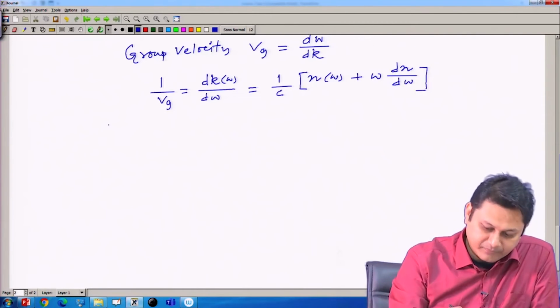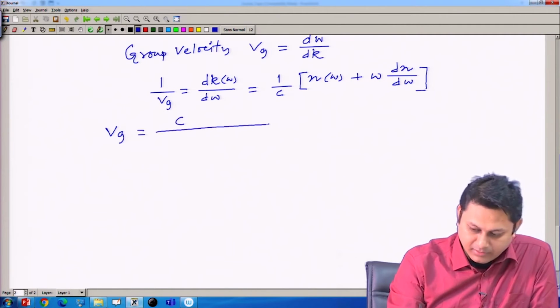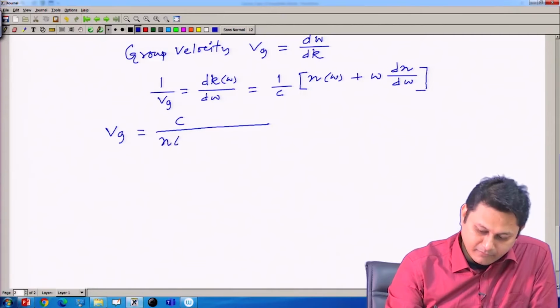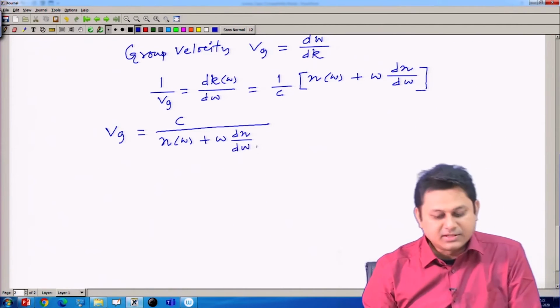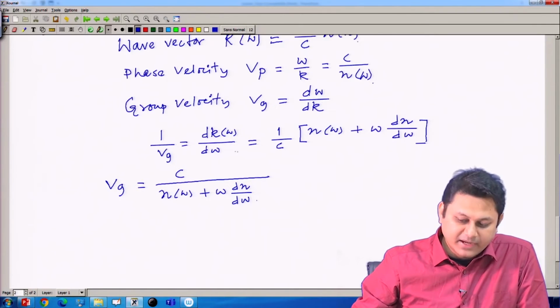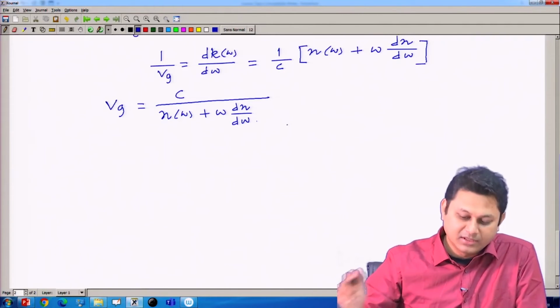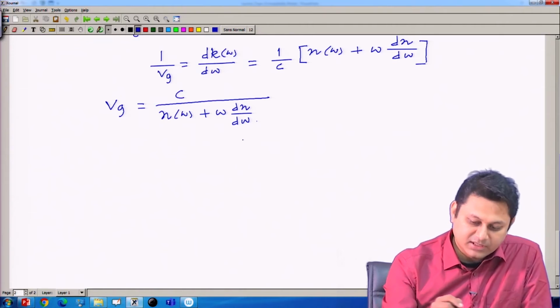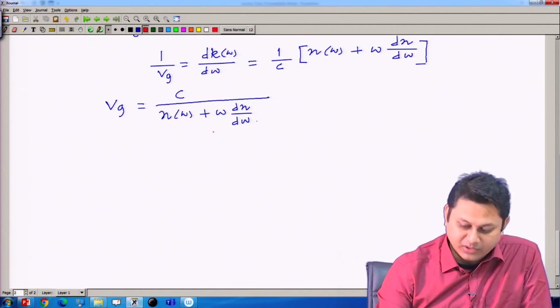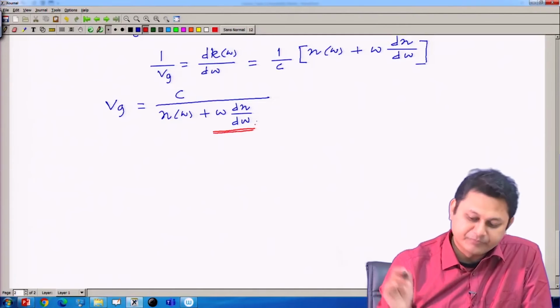So, Vg is essentially c divided by n function of omega plus omega dn d omega. This next part is interesting. In the phase velocity we have c divided by n omega, that is true, but for the group velocity calculation I have c divided by n omega, but an additional term is there, which gives me the variation of n with respect to omega. That is important here, this term.